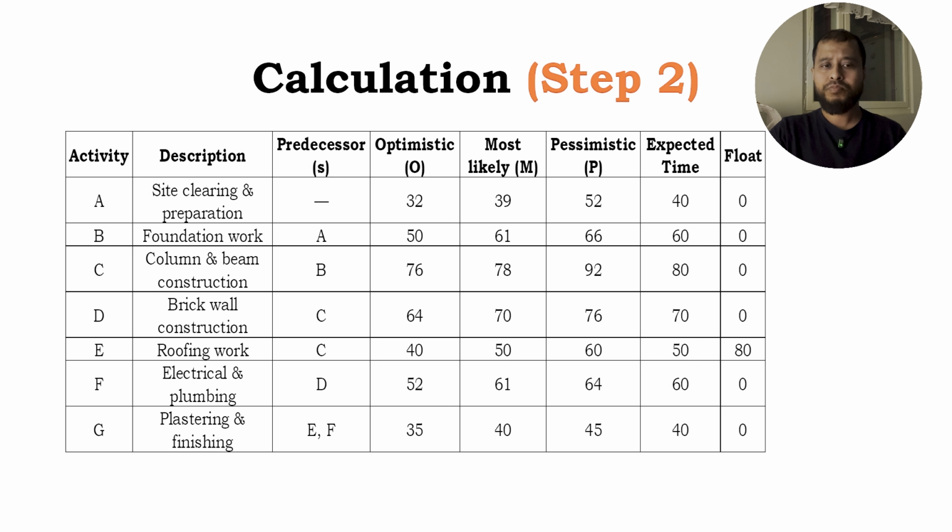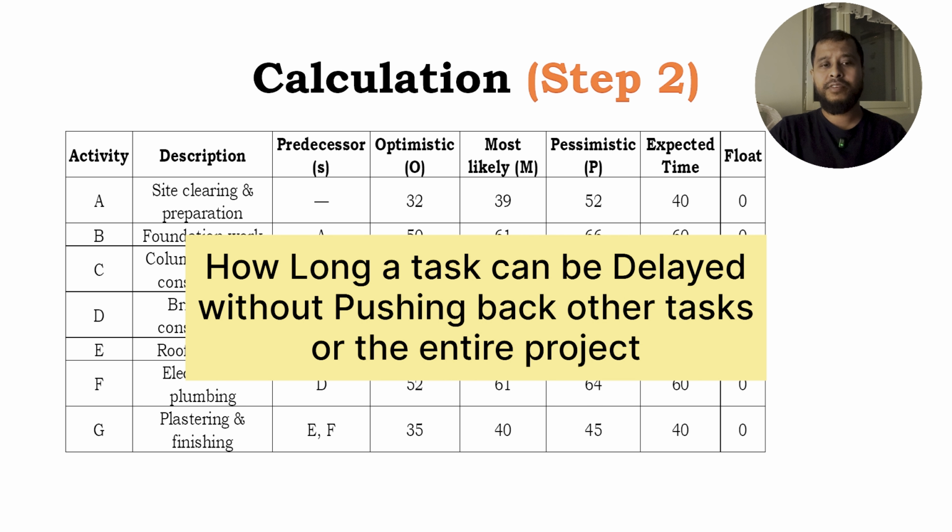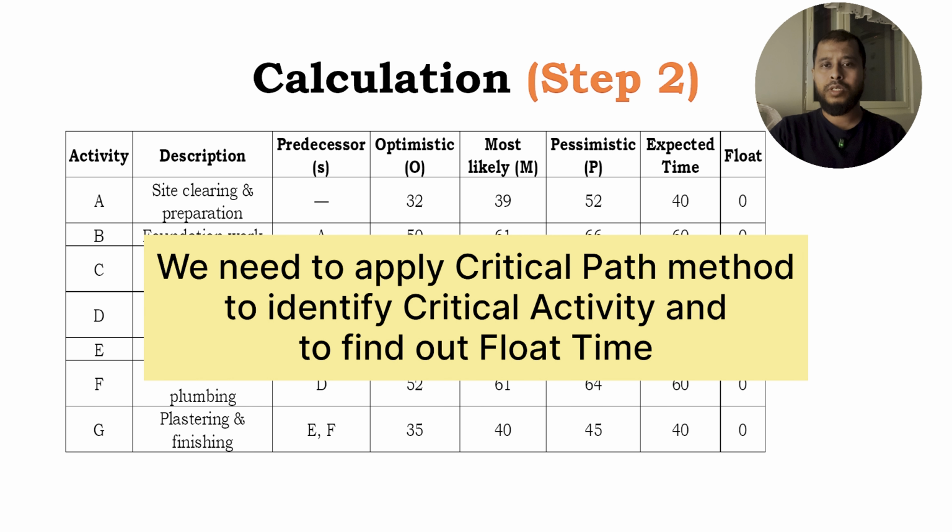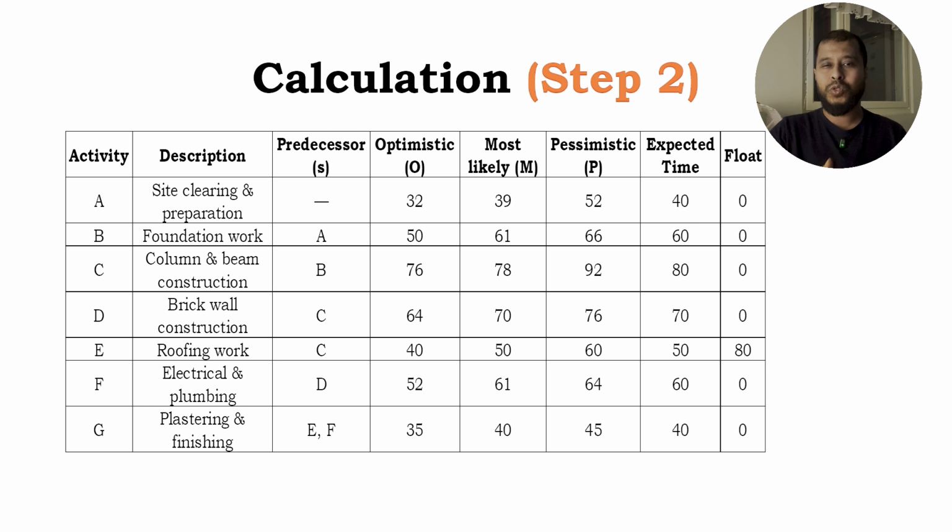Now step 2. We have to calculate the float time. Float actually is the slack, how much an activity can slip without delaying the project. Measure the float time by identifying the critical path. I am saying again, if you do not know how to identify the critical path, check out my videos on critical path that I have given in the description box.